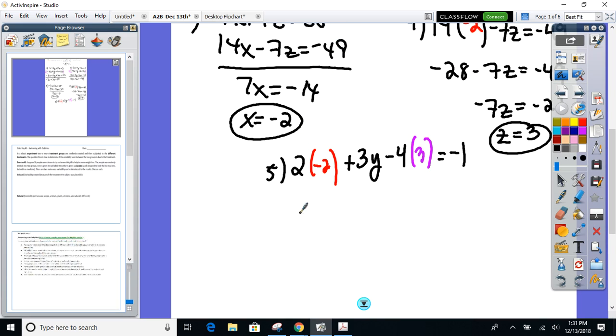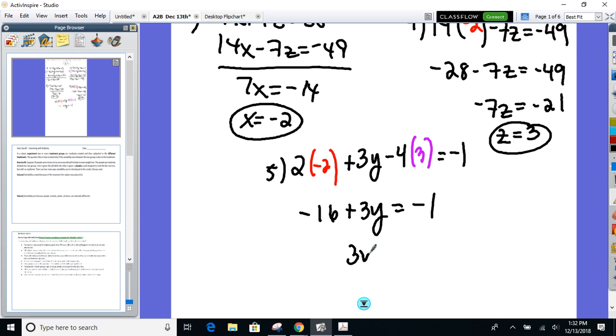Negative 4, negative 12, was that negative 14? Okay, I did something wrong there. It's negative 16, calm it down. All right, there we go. 3y equals 15, and y equals negative 2, 5, 3.